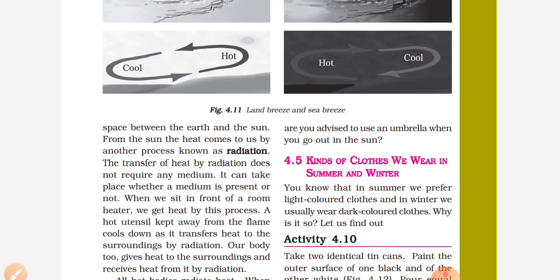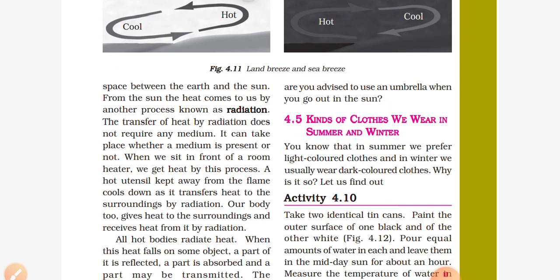Why are you advised to use an umbrella when you go out in the sun? You know that in the summer the sun is very near to the earth, so the radiation comes very hot, so it will burn your skin in the afternoon. So to protect yourself, you can take an umbrella during the summer.